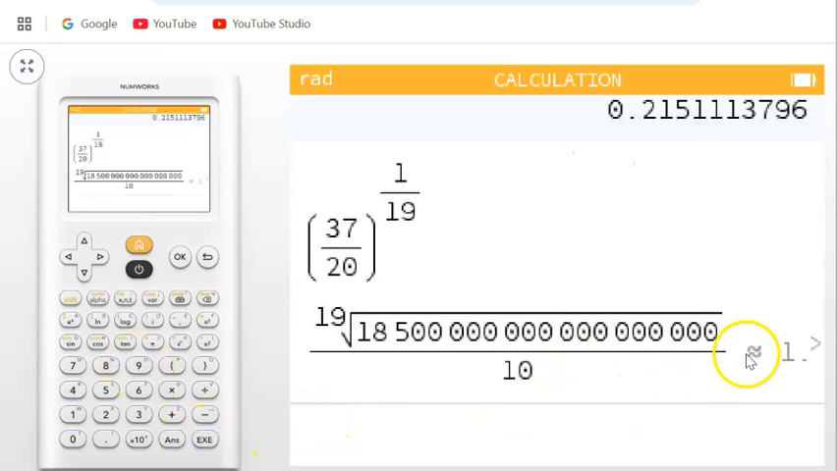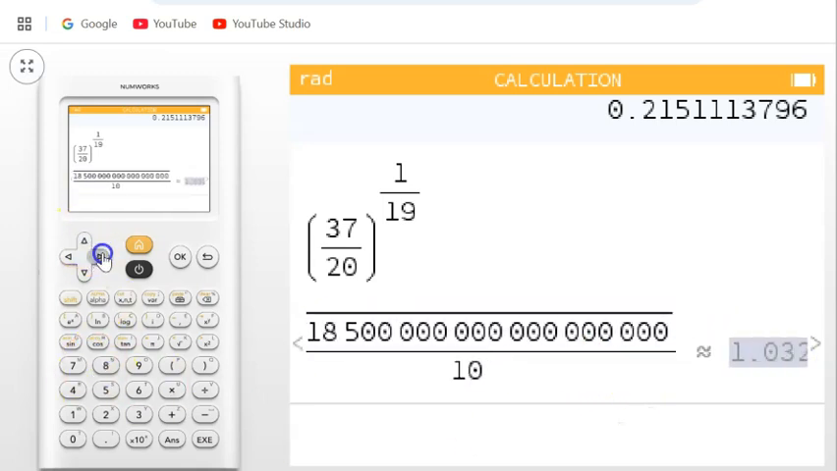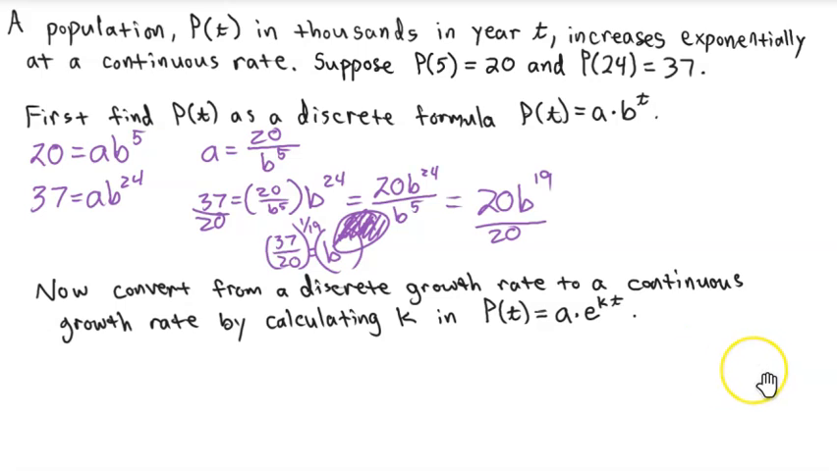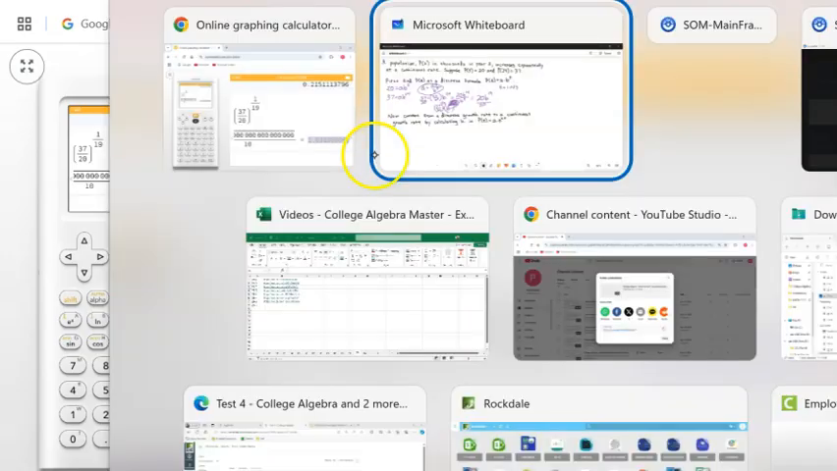Execute, and we get, we've got to go all the way over here. Let's see what this is. Oh, here we go. It's 1.0329. This 9 will make this 2 a 3. So it's 1.033. Okay? So B is equal to 1.033.